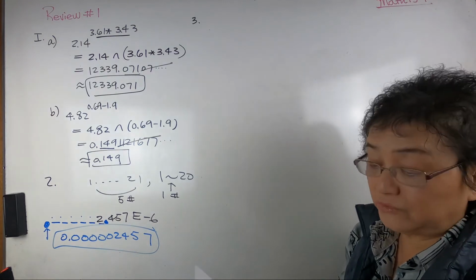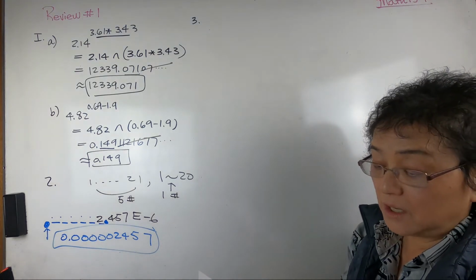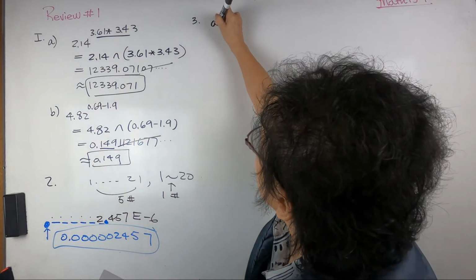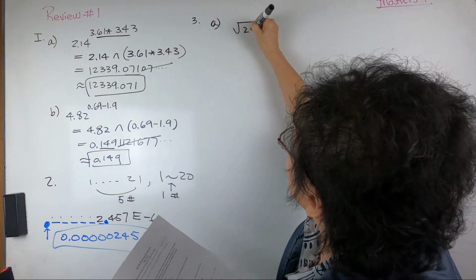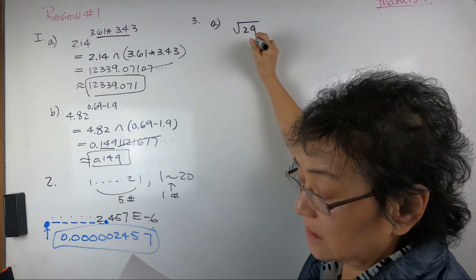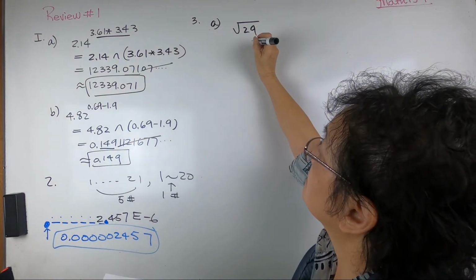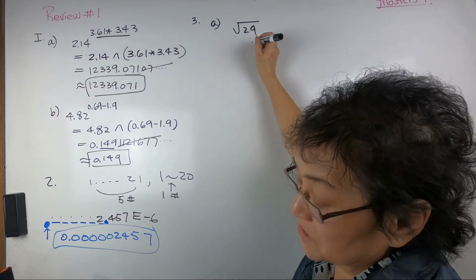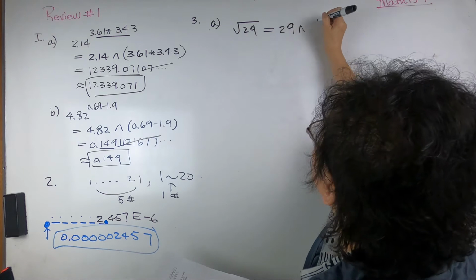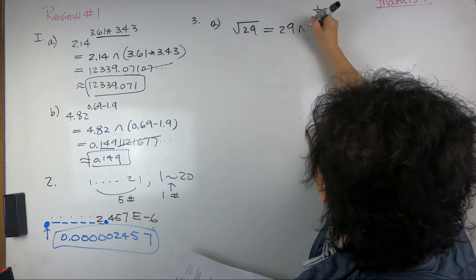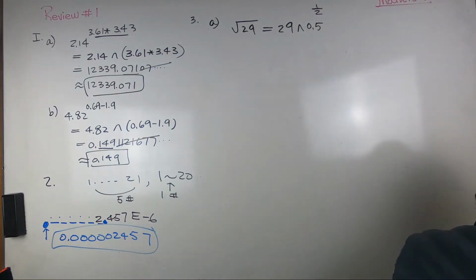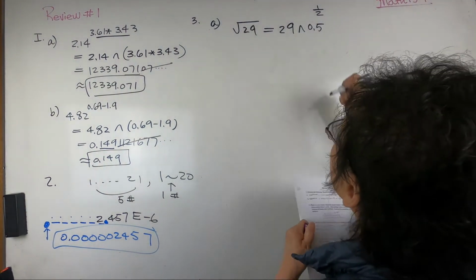Next one, number 3, calculate the following, rounding your answer to 4 decimal places. So for the first one, square root of 29. If you have a square root on your calculator, you can just use that, right? If you don't see the square root, it's always there. But what power will you use? We say you can use half or 0.5. Square root means the power of half.